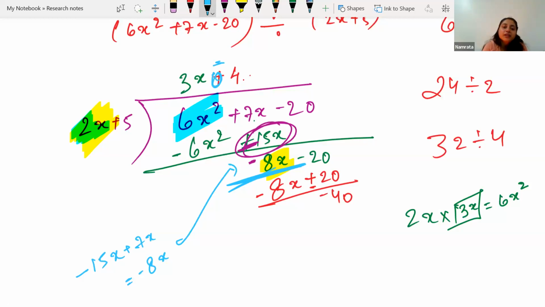Then only we will get minus 8. Okay, and here it will be minus 20. Now you can see if we do the subtraction, each and every term will cancel out each other and the remainder will be 0.